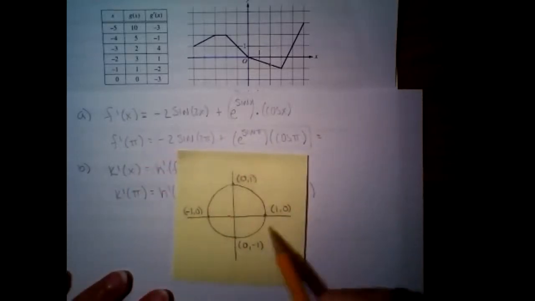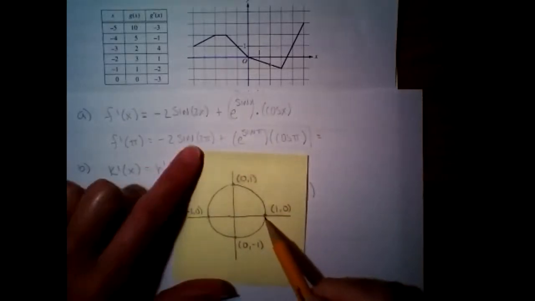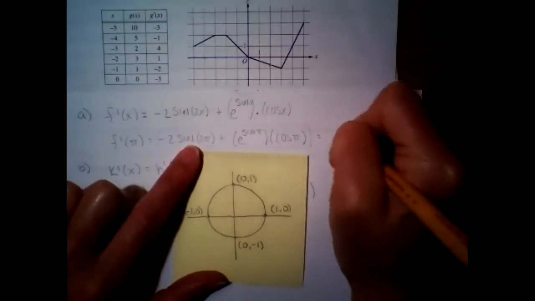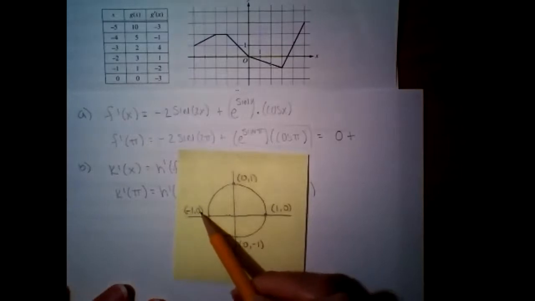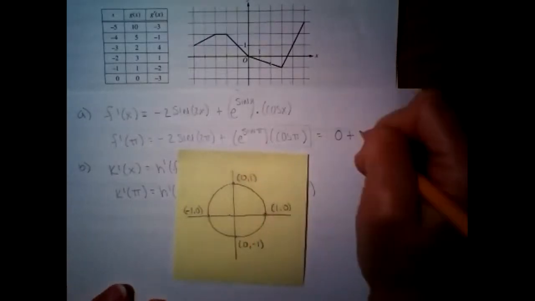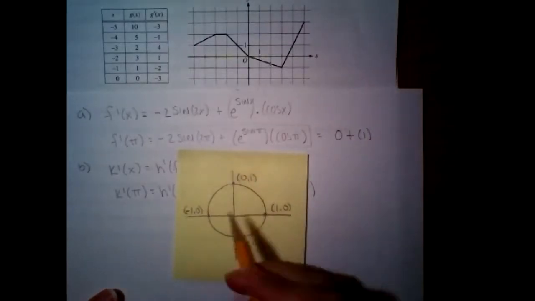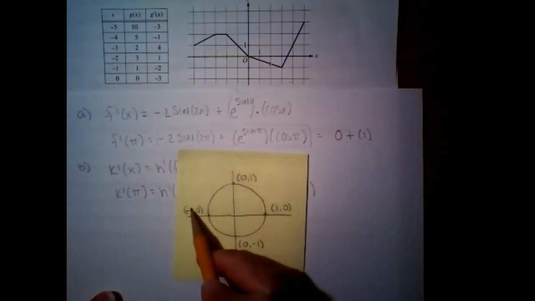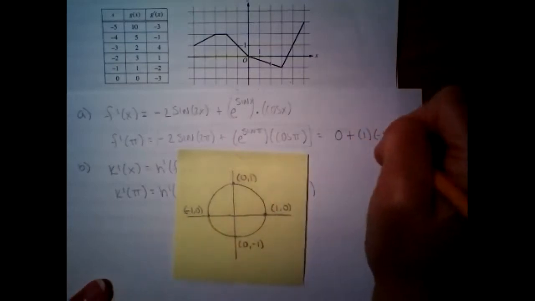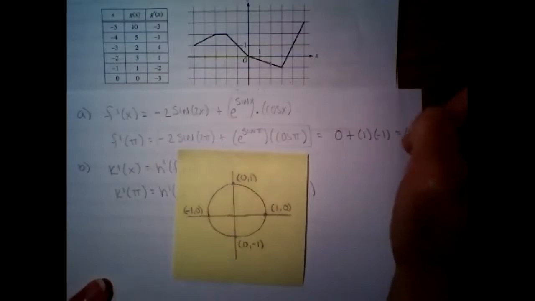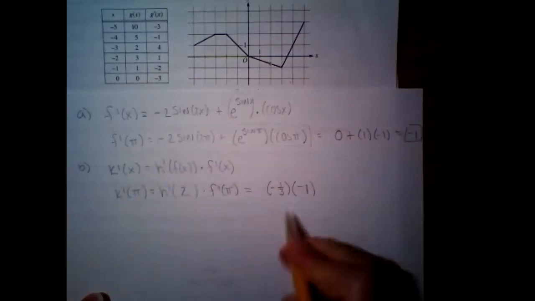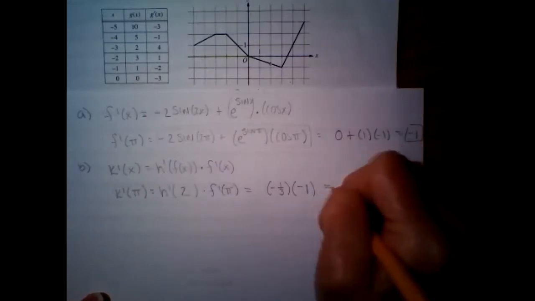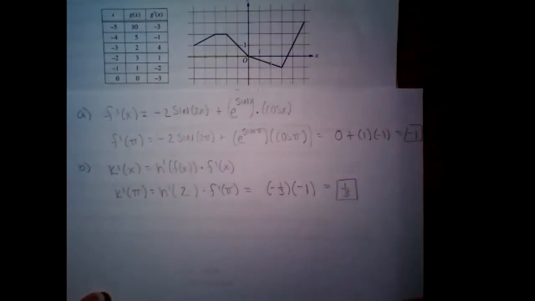All right, again, 2 pi is the full way around. That's right here. Sine is the y value, so that's 0. So that first part's just 0. Sine of pi, again, is 0. E to the 0 power is 1. And then cosine of pi, cosine is the x value, so that's negative 1. So actually, that whole thing comes out to negative 1, which is not too terrible. And so negative a third times negative 1 will be positive a third. So positive a third for this one.